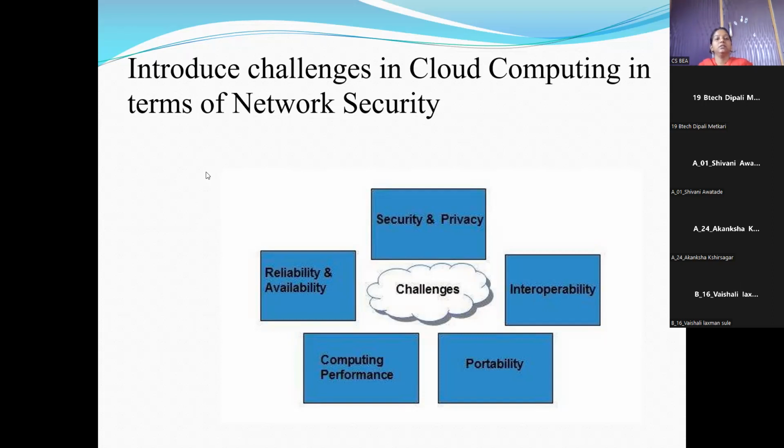So to get such a service provider is again a bigger challenge in terms of network security, isn't it? So these are some of the challenges.